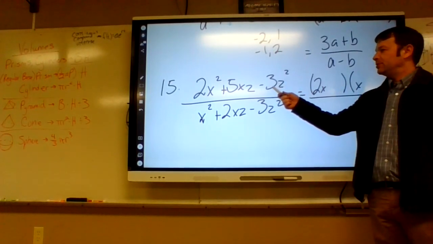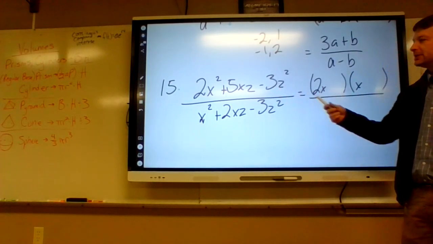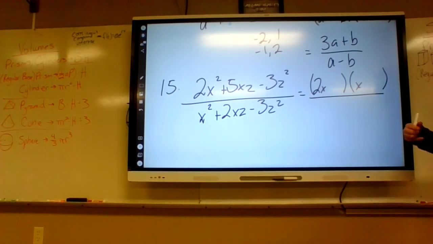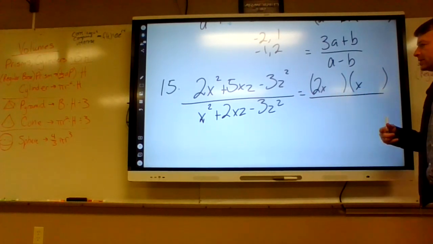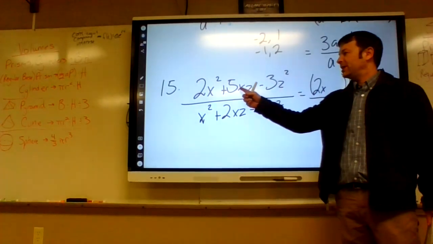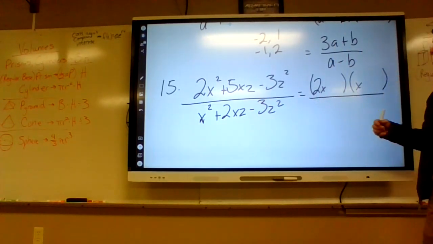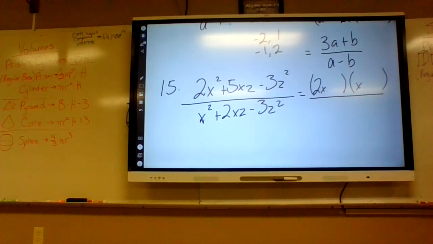What goes into negative 3? Negative 3, 1, negative 1, 3. Right, negative 3 and 1, or negative 1 and 3. So I want to get a positive 5 out of this, right? So how am I going to use 1 and 3 to do that?